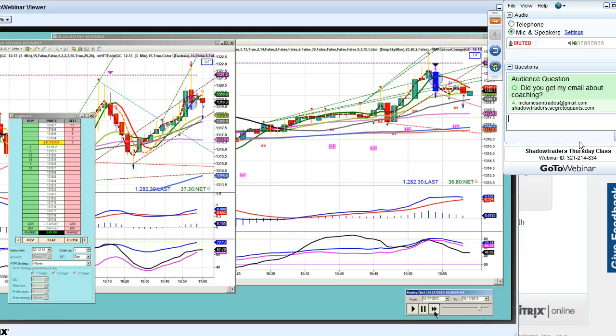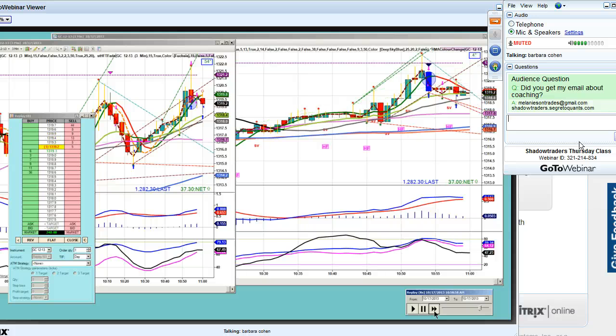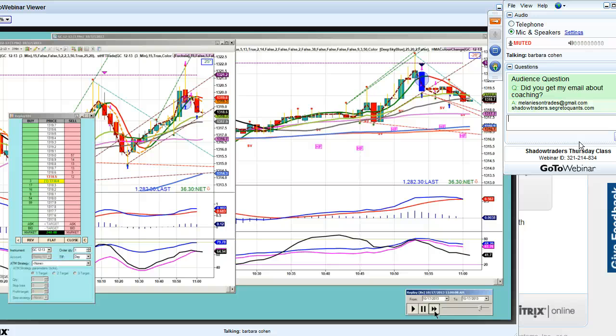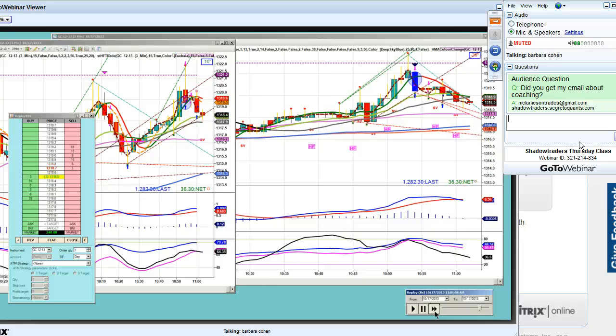Just going to speed it up a little bit. Oh, the 3-minute does close the gap on this. So either way, we would have made our 3 ticks on this for sure. Okay, because now, notice that the 3-minute HMA is now turning red. So the 3-minute is closing the gap.